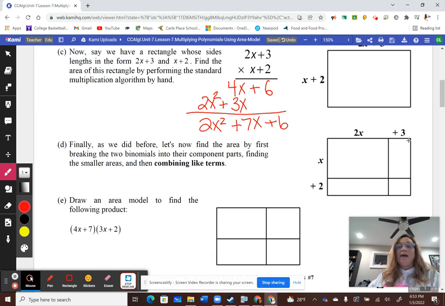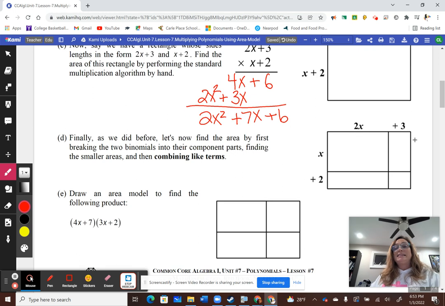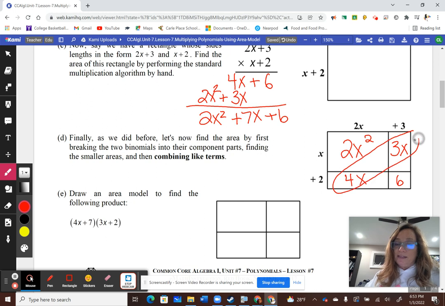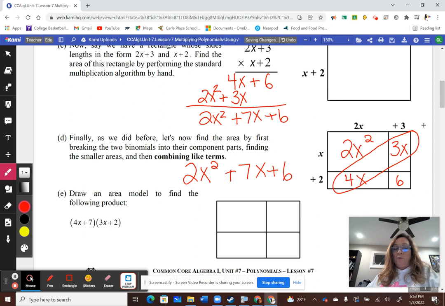Okay, so now how does the area model relate to that? Same exact idea. So I'm going to do 2x times x. So I'm going to say that this smaller rectangle has an area of 2x squared. And then this rectangle has an area of 3x, 3 times x. This rectangle has an area of 4x, 2 times 2x. And this smaller one here has an area of 6. And then you're going to combine like terms, and the like terms are going to be right here along the diagonal. So once again, I get the same thing, 2x squared plus 7x plus 6. And it's just looking at it in another way.